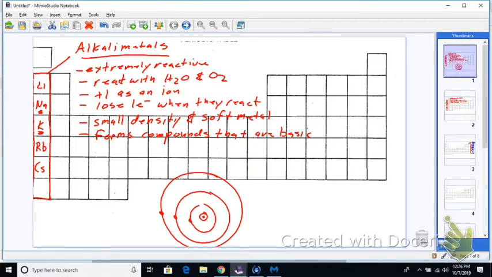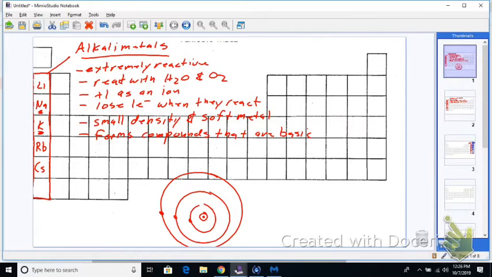They have a small density. Actually, it's less than the density of water because they float. And they're a pretty soft metal. I could cut that sodium. And they tend to form compounds that are basic, and that's why they call it an alkali metal. So, questions you guys have on that group?